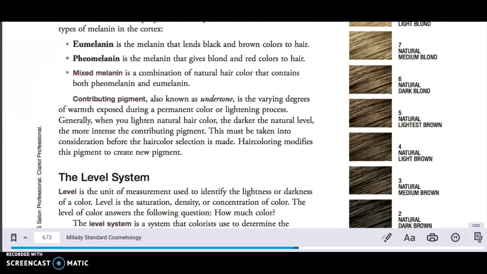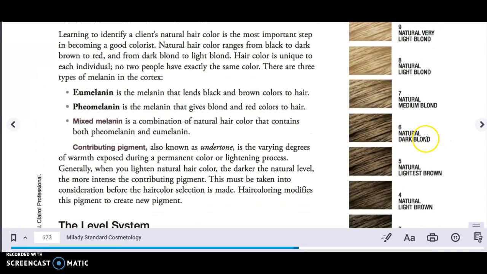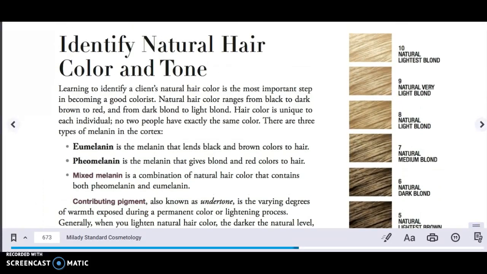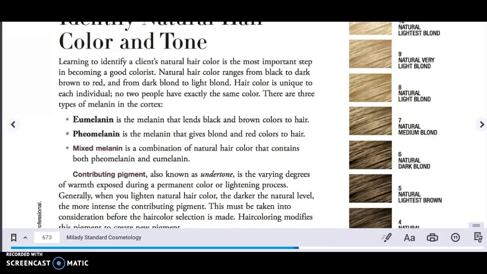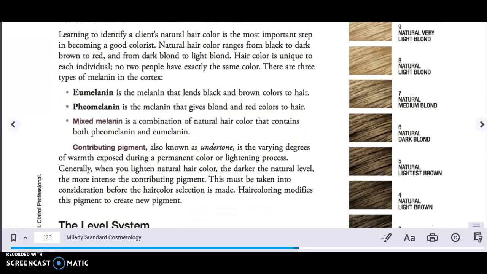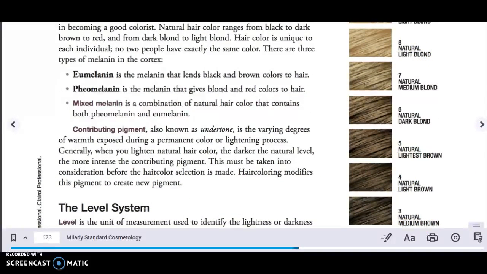6, natural dark blonde, and notice they have blonde spelled without an E here. So this is the masculine version of blonde. Doesn't mean that it's a male's hair, it's just the way that they've chosen to spell it in Milady. 7 is a medium blonde, 8 is a light blonde, 9 natural very light blonde, and 10 natural lightest blonde. They do not get into the 11 here, which is white and doesn't have any pigment in it. These are all natural colors.